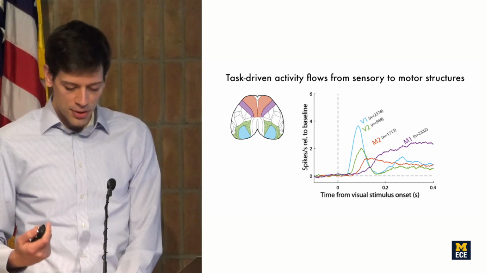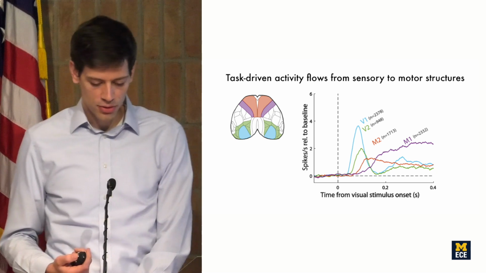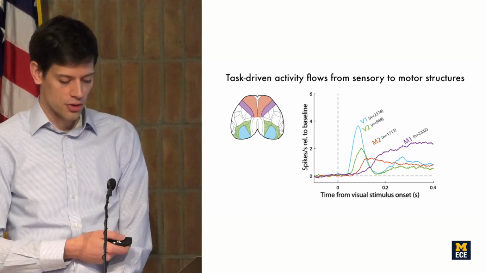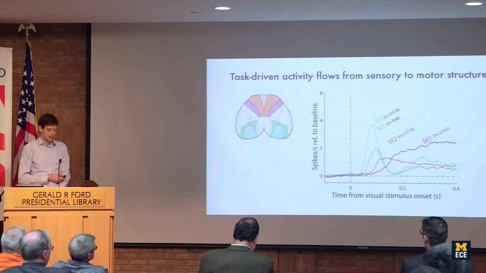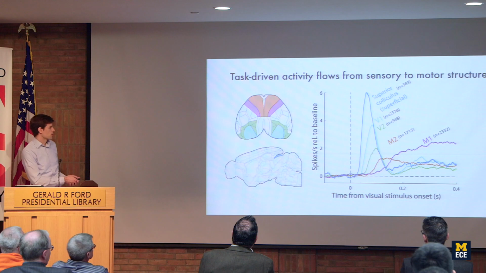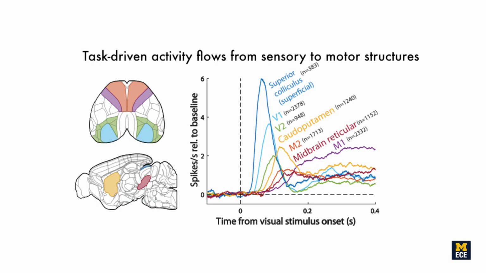But with the Neuropixels probes, we weren't just recording from cortex, we were also recording from subcortical structures. And the first structure to respond that we observed aligned to the visual stimulus onset was actually not the primary visual cortex, but the superficial layers of the superior colliculus. This structure receives direct retinal input, and so it's not surprising that it's responding more rapidly than V1.